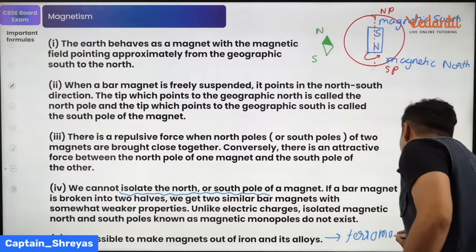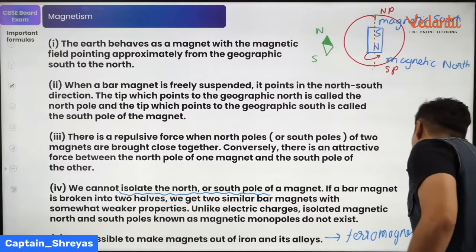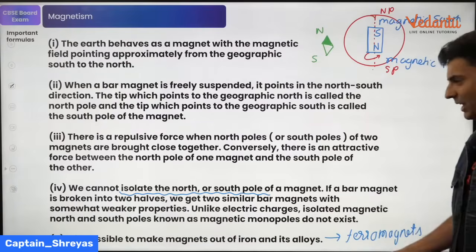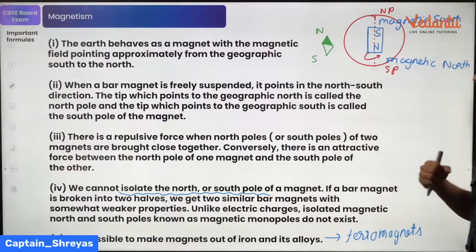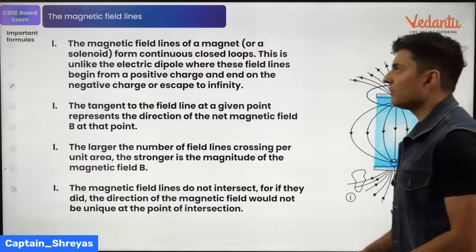Basically, ferromagnets are permanent magnets. So if you want to make a permanent magnet, you are going to use iron, nickel, cobalt like things which are ferromagnetic in nature. Okay, keep this in mind.